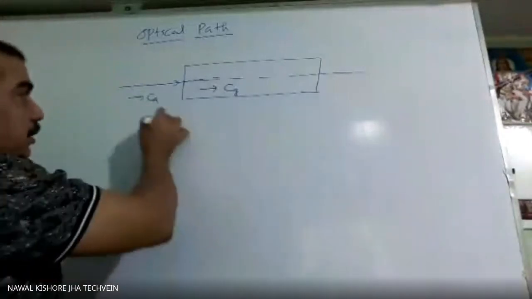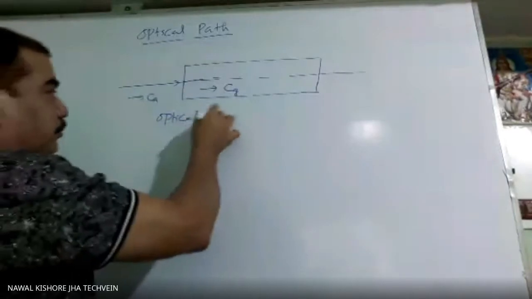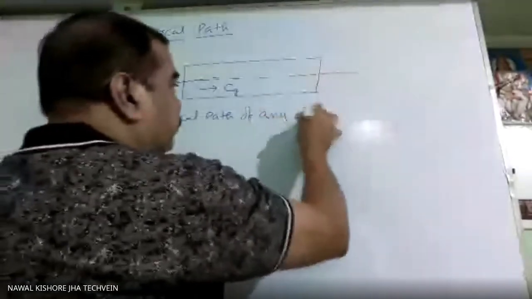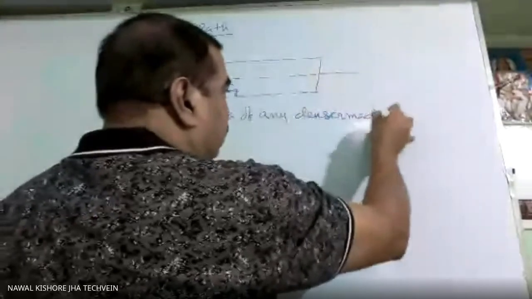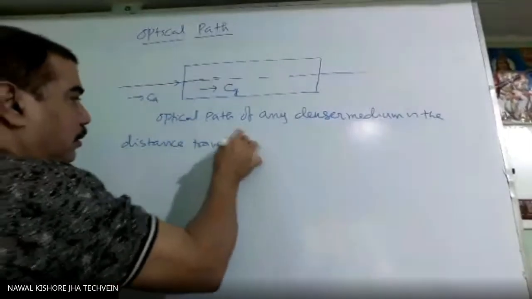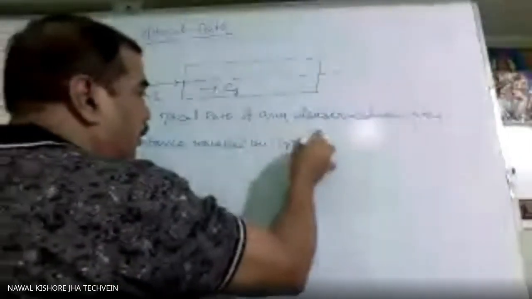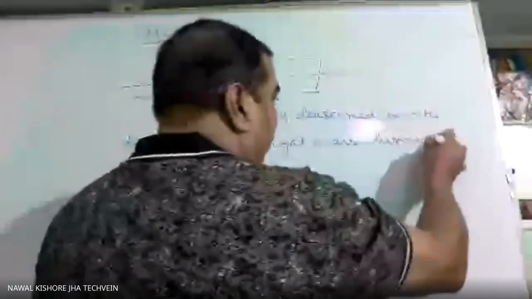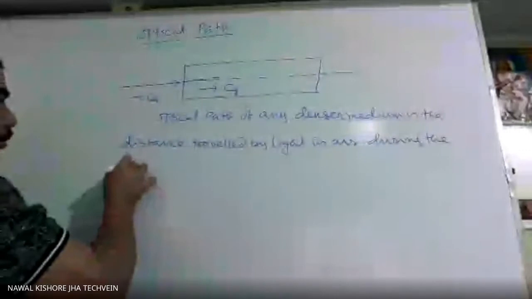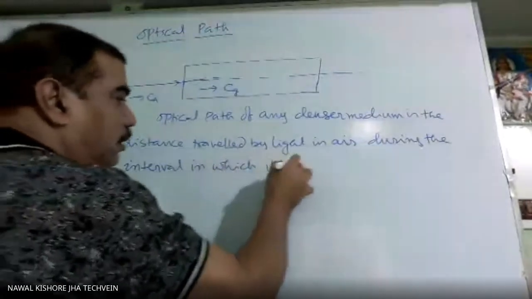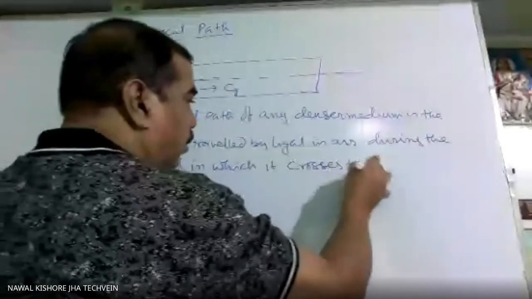So optical path of any medium, or any denser medium, is the distance traveled by light in air during the interval in which it crosses that optical medium.